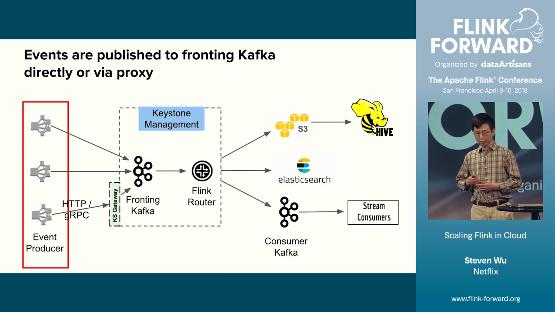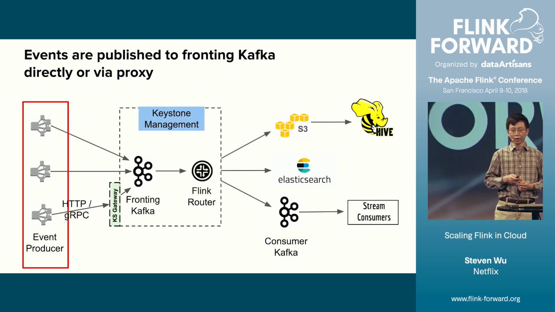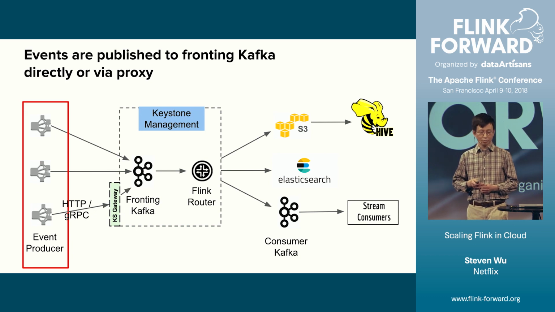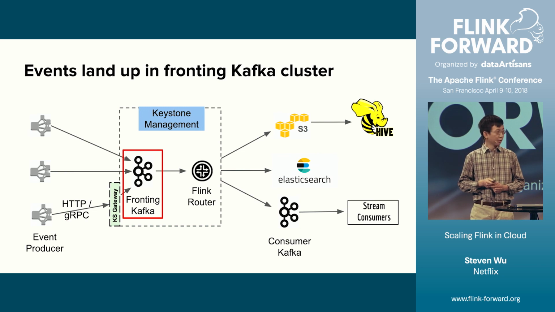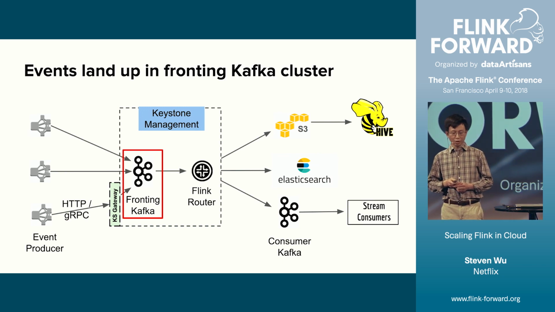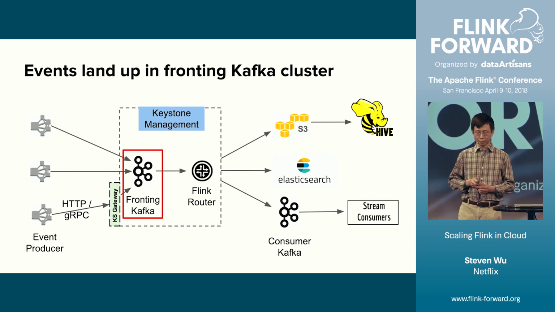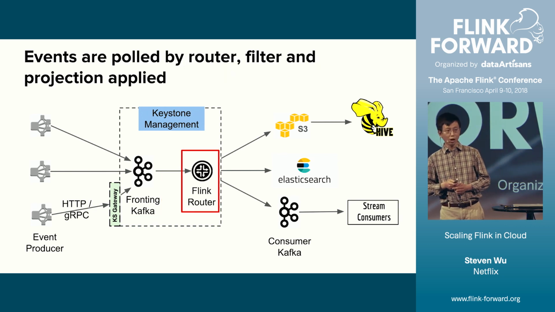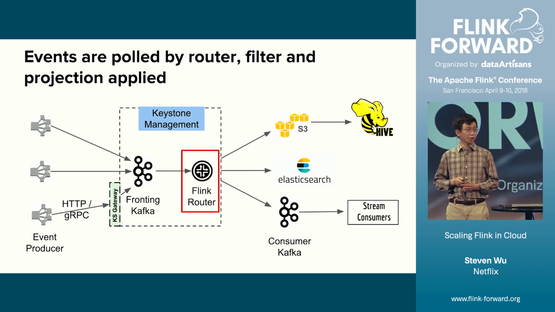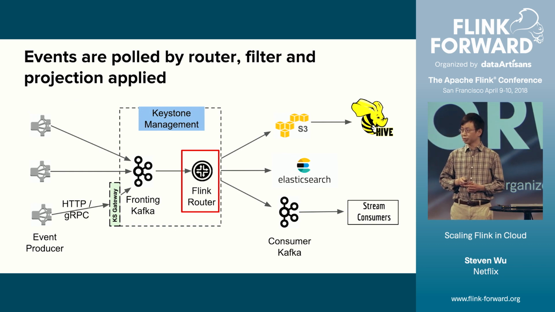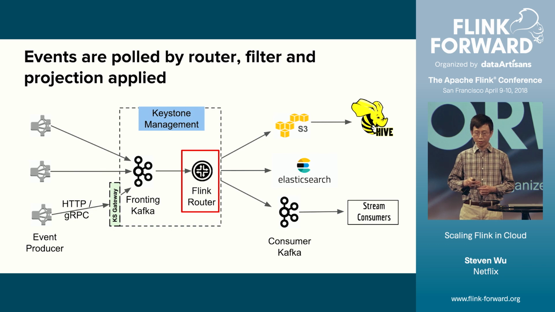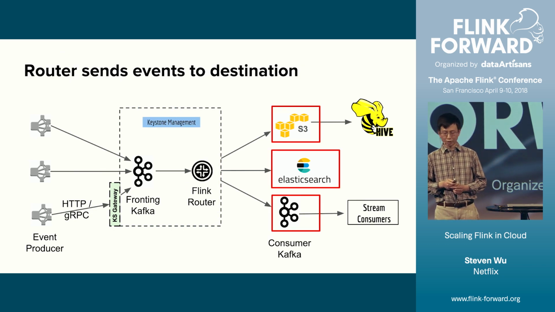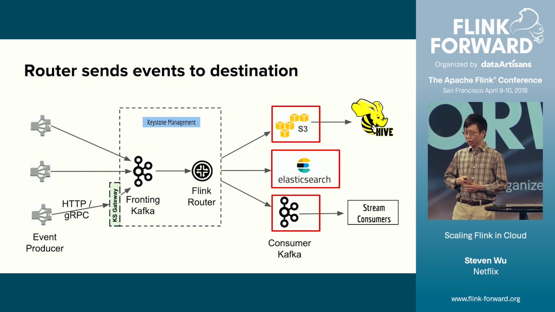Let's zoom in a little bit. Producers send the events to our fronting Kafka cluster, either directly or via our proxy layer. That data will land in our fronting Kafka cluster. Then our Flink router will pull those events from the fronting Kafka cluster, maybe apply filter and projection, then deliver those events to data sinks. Right now we support 3 sinks: S3, Elasticsearch, and Kafka.